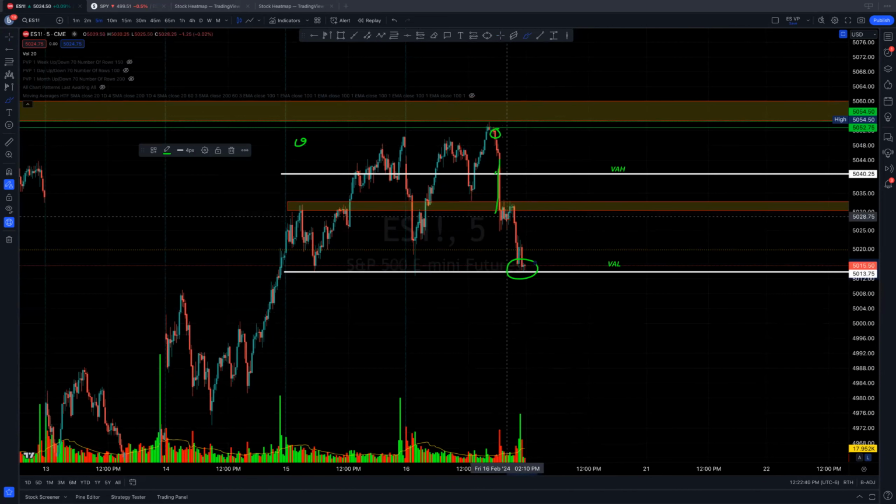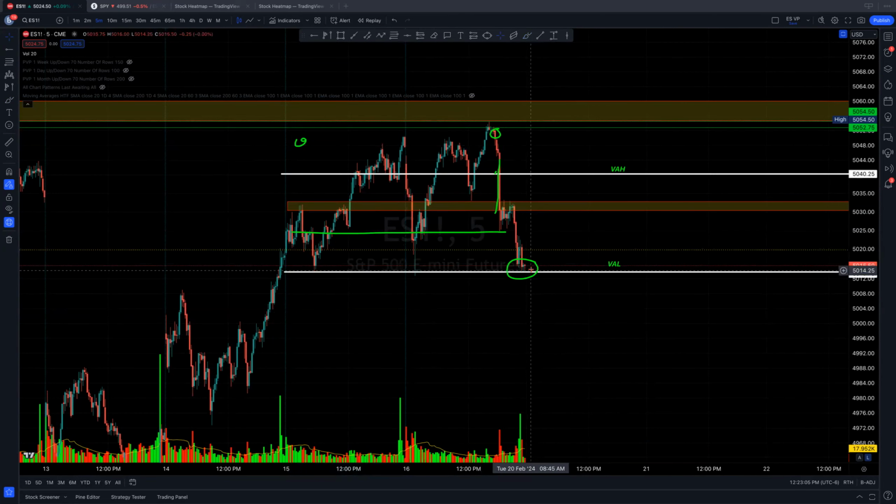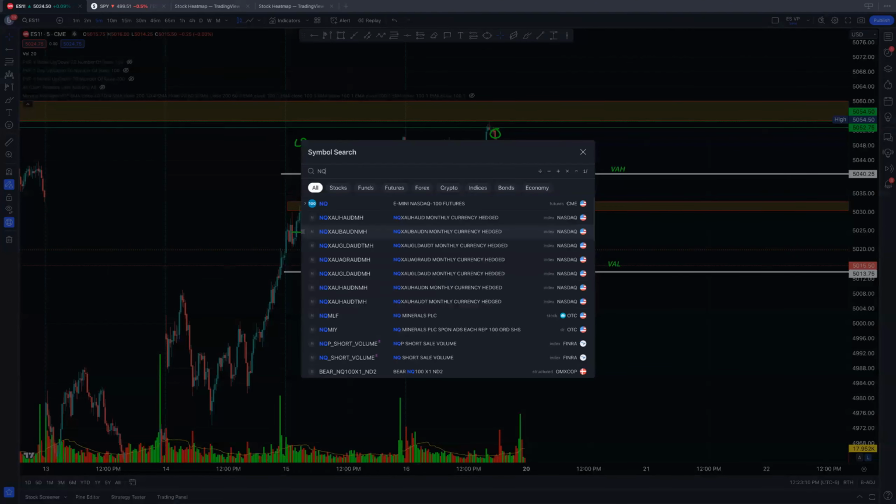This stall here was due to point of control. Point of control was somewhere around here. So price had to stall here for a bit. Because remember, point of control is the area or level where we get the most trading going on. So it's very common to see something like this near point of control. But look at what happened at the end. We reached value area low. Now let's go take a look at NQ.